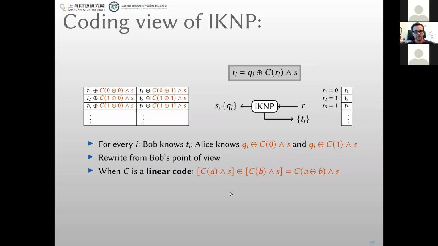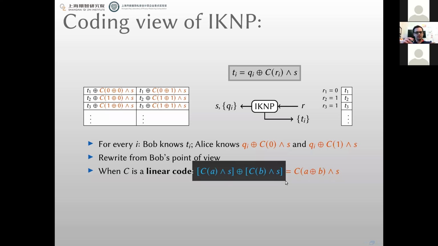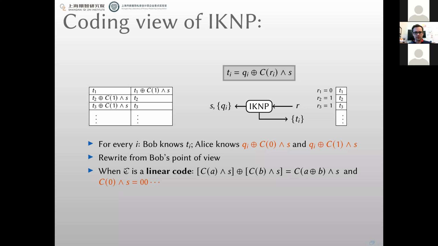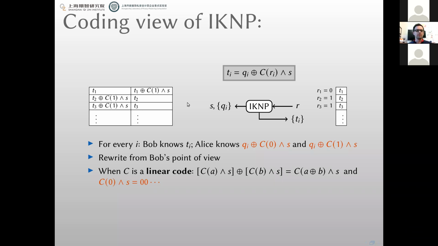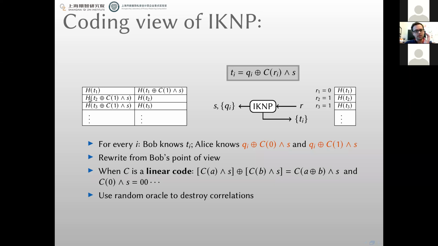But if this code is a linear code, then these logical ANDs distribute nicely across a linear function, and you get a simplification here. So I simplified it in this way. When C is a linear code, C of 0 is the all zeros code word, and so those terms go away. Here's one place where this was C of 0, the code word that's all zeros, so this entire term disappears. And you get this picture again. This is just a repeat of the original IKNP, because C of 1 just means all ones, and so everything makes sense. Then you do a random oracle of those values. So this is the same as IKNP, just looking at it from error correcting codes.